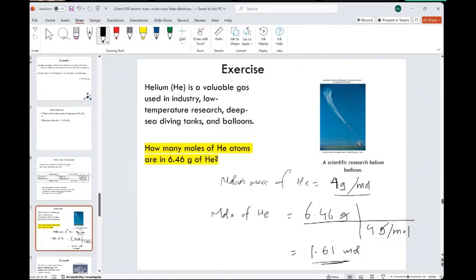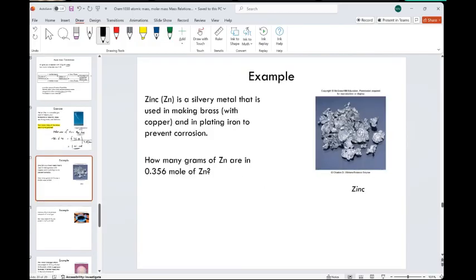So if 4 gram of helium is equal to 1 mole, now it becomes easy, 6.46 gram of helium to have 1.61 mole. It's just like a relation. So molar mass is important. When you have something in gram, you want to convert into mole concept, then molar mass. All right, next example.